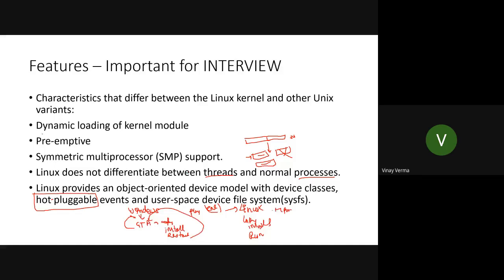Preemptive, then dynamic loading of kernel modules. Like I have told you, the application, the drivers, and all these things are present in the kernel, and it is loaded dynamically, again and again automatically. But in Windows, once we start the computer, everything loads at that time. After the computer starts, nothing can be loaded again. That is the main difference between Windows and Linux. And yeah, so hot pluggable events and user space devices. Any doubt in that?